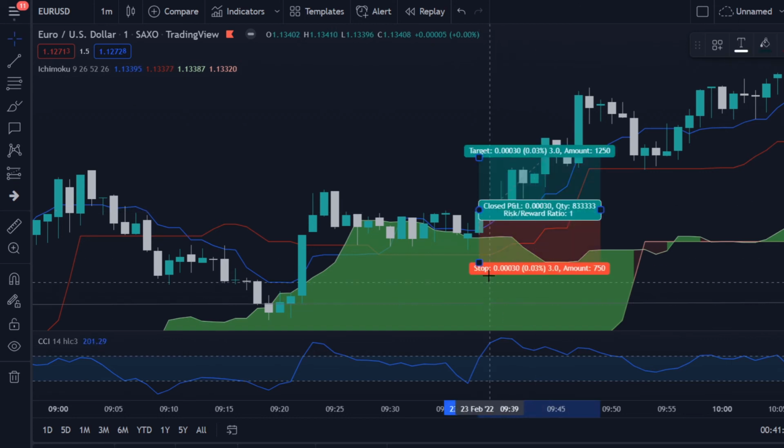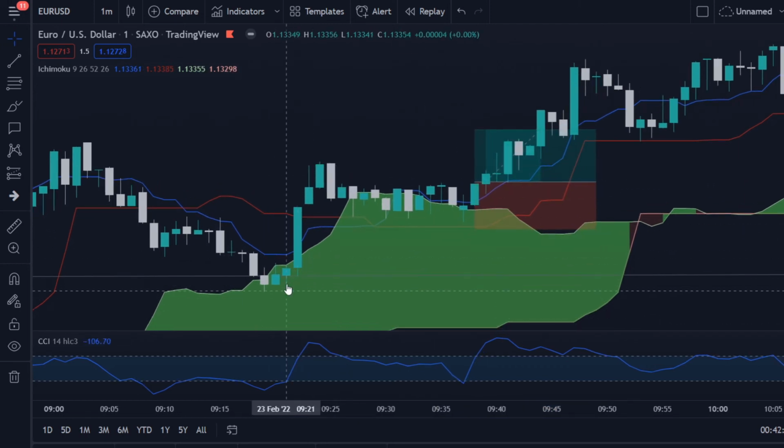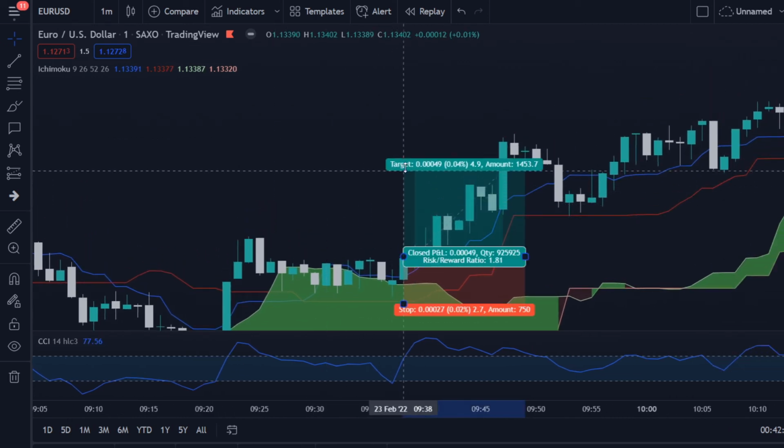We take a buy trade, we place our stop loss below the latest low, which is about here. This was a low. You can also use a more conservative trade, and then you place your stop loss about here. For this example, we use a 1.5 to 1 risk reward ratio trade, and that is about here.